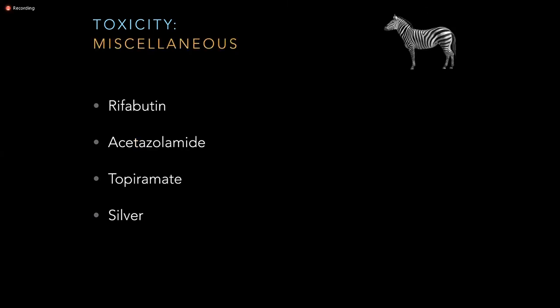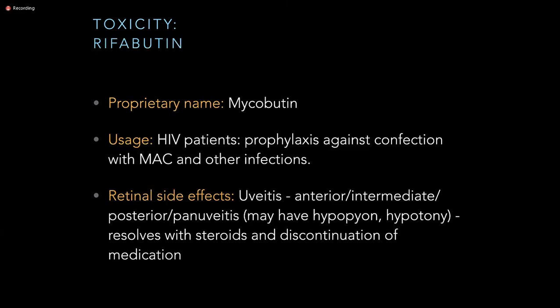Finally, the last category is miscellaneous. Here we'll talk about rifabutin, acetazolamide, topiramate, and silver. So rifabutin or Mycobutin, this is an HIV drug used in HIV patients as prophylaxis against co-infection with MAC and other infections. The retinal effects will include a uveitis, which can be anterior, intermediate, posterior, or pan. Patients may have a hypopyon or hypotony, and it can resolve with steroids and, of course, with stopping the rifabutin.